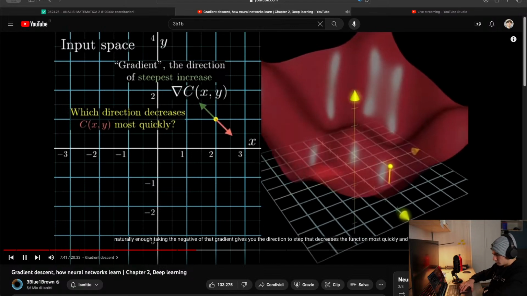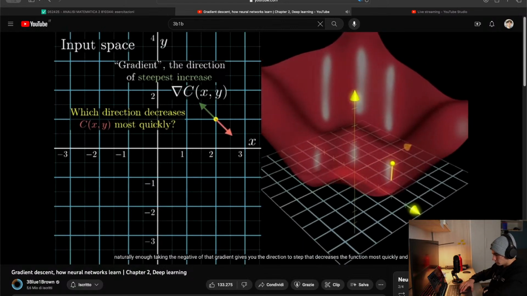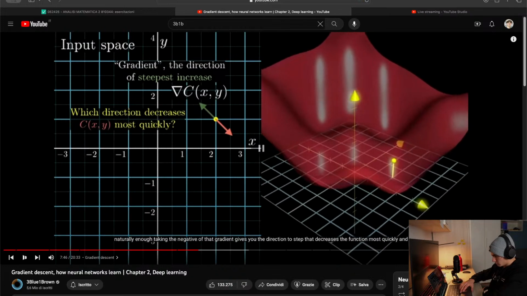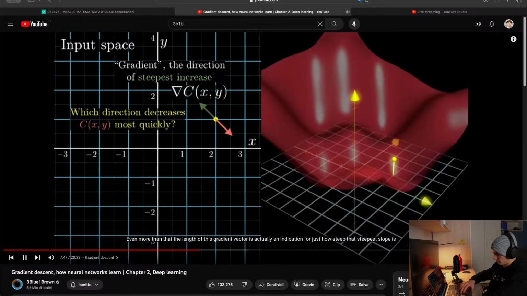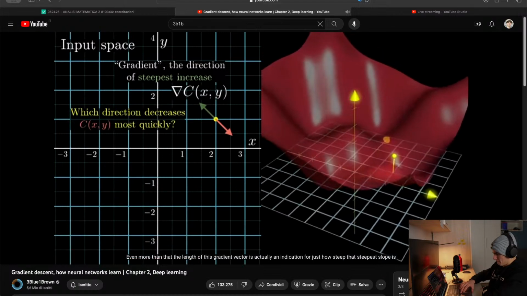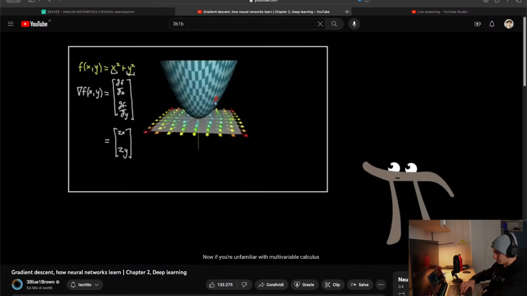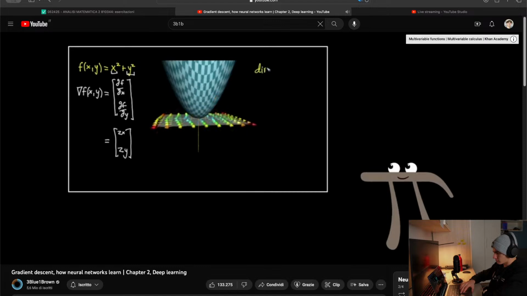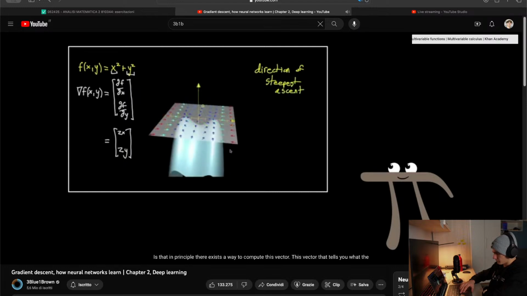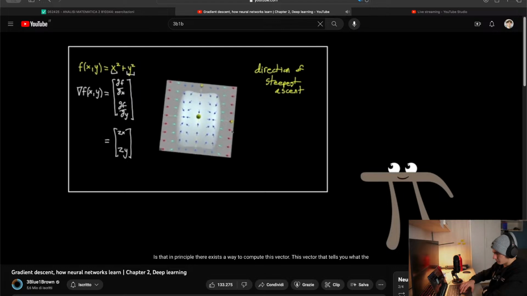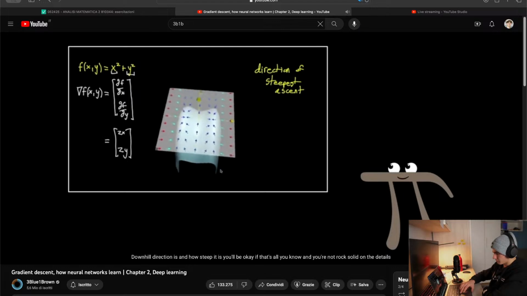Naturally enough, taking the negative of that gradient gives you the direction to step that decreases the function most quickly. Allo stesso modo, se facciamo meno gradiente, ci dà l'opposto, ci dà il punto di minimo. And even more than that, the length of this gradient vector is actually an indication for just how steep that steepest slope is. Now, if you're unfamiliar with multivariable calculus and you want to learn more, check out some of the work that I did for Khan Academy on the topic. Honestly though, all that matters for you and me right now is that in principle there exists a way to compute this vector. This vector that tells you what the downhill direction is and how steep it is.